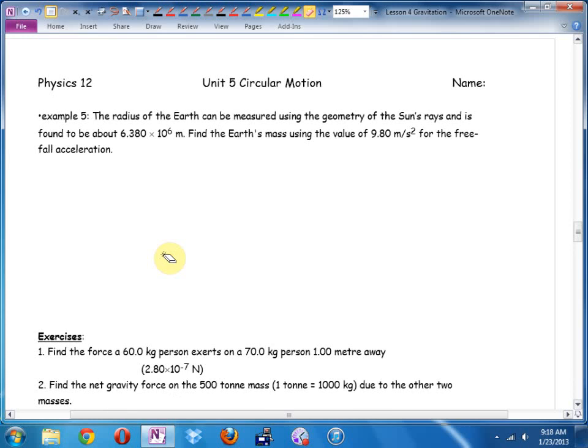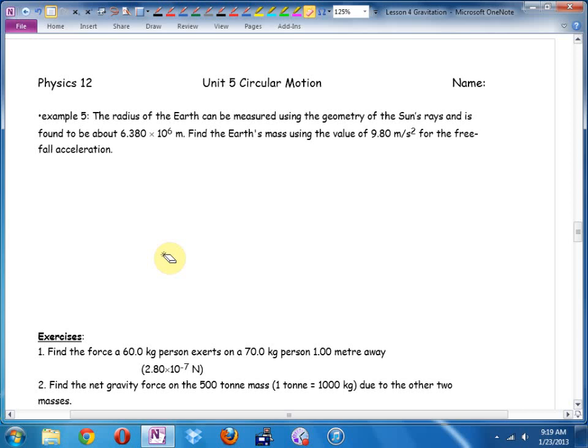The radius of the Earth has been known for about 2,000 years. You can measure it using the geometry of the sun's rays. A Greek mathematician named Eratosthenes came very, very close. He got the radius of the Earth to be about 6.5 times 10 to the 6th. Since then, we've done better. But we know the radius of the Earth.